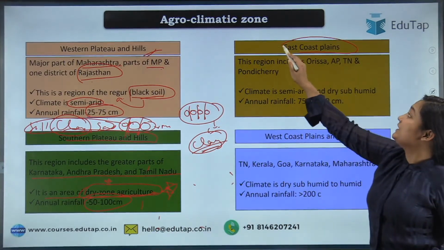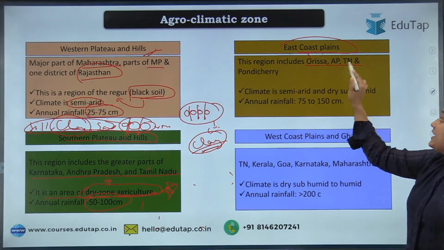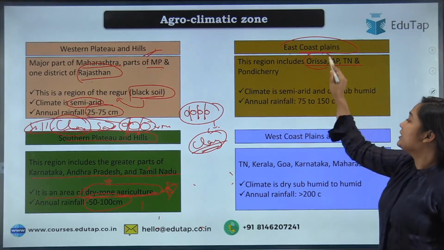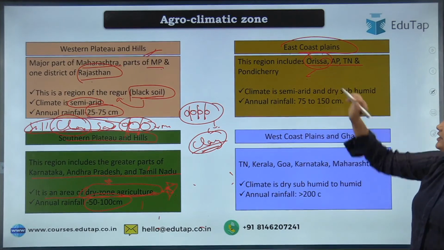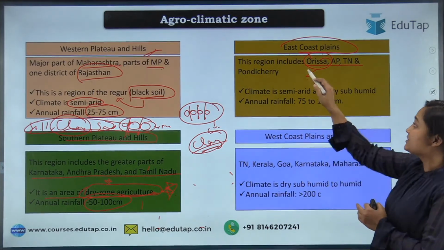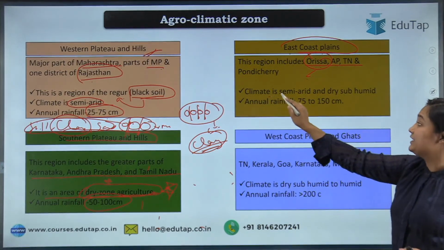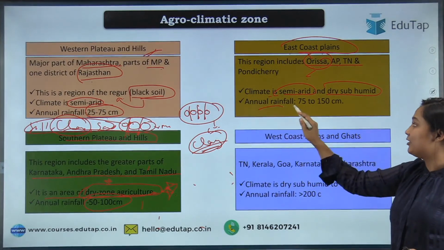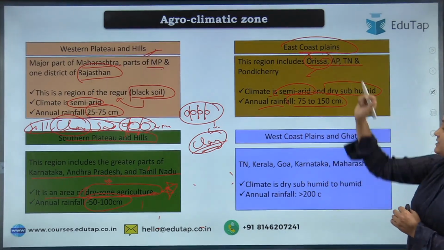Moving to the East Coast Plain. The states are Odisha, Andhra Pradesh, Tamil Nadu, Pondicherry. In Odisha, the inland areas are covered elsewhere, and the rest of the areas are under East Coast Plain, since Odisha also has a coastal area. The climatic conditions are semi-arid and dry subhumid. Rainfall is 75 to 150 centimeters. So I think that clears the East Coast zone.